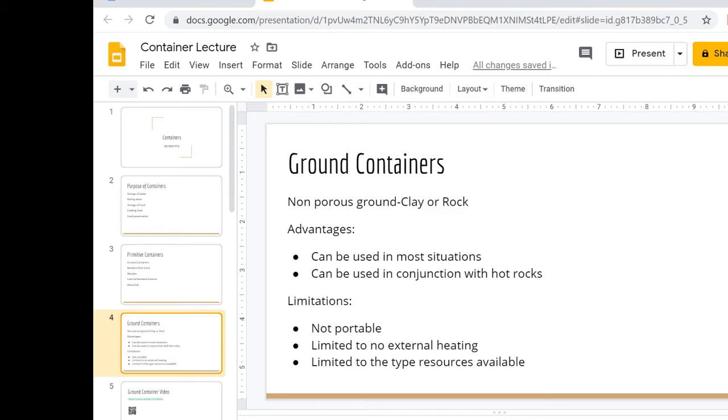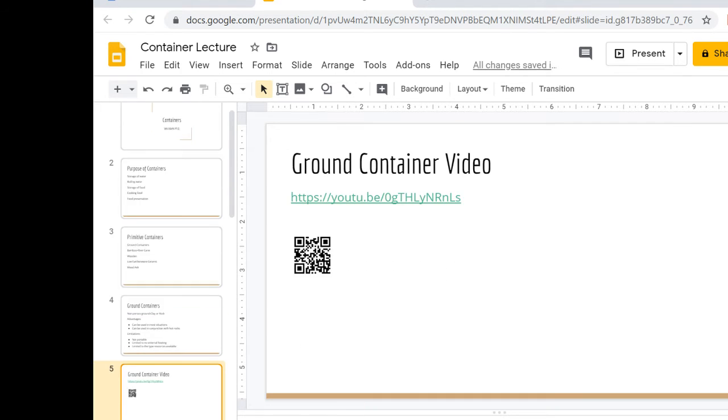The limitations, the problem is it's not portable. You're going to have to recreate it if you move around, and you may not have those resources in that area. There's no external heating, so I can't heat up a ground container. And I really wouldn't want to heat up rock externally. Now, obviously you're heating up hot rocks, but you can get away from those. I wouldn't want to be standing near, especially a river rock that may have moisture in it, because they will explode and put out your eye. So you're also limited to the resources, meaning you want non-porous ground, or at least some sort of non-porous material that you can line the ground with.